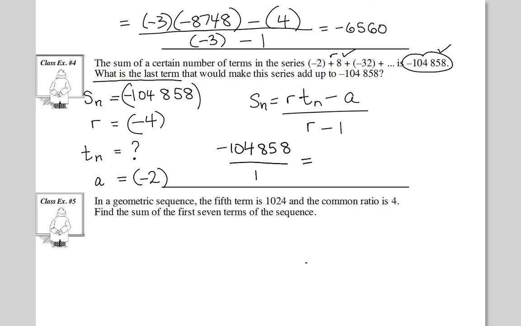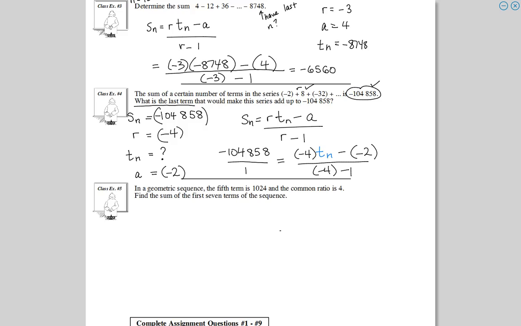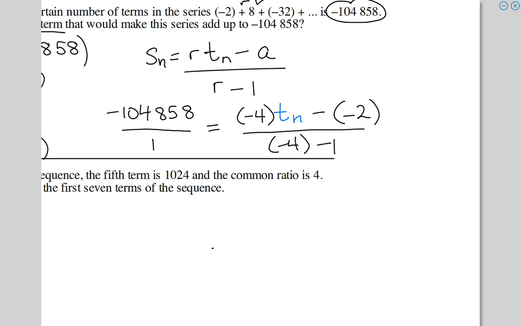Now let's substitute in on the right side. So r is negative 4. We don't know what Tn is. I'm just going to put that in a different color because it's our goal. And then we're going to go minus A, which is negative 2. And if you do not use brackets for substitution, little details like subtracting a negative 2 are going to mess your life up because you're not going to realize that minus negative 2 is actually plus 2 when you get to your algebra. All over r minus 1. So negative 4 minus 1. All right, so we got this here.